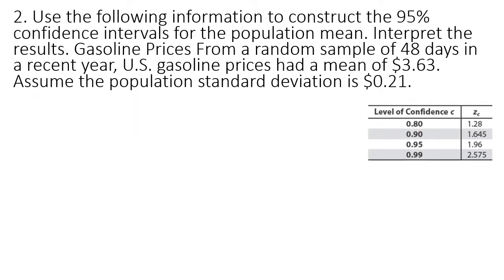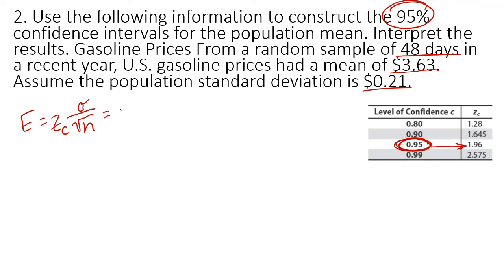Now we're going to do the same thing. The main difference is that now we want a 95% confidence interval. We still have a sample of 48 days with $3.63 as the average and 21 cents as the population standard deviation. So we're still going to be using that same formula that we had last time. The only difference is now that we're looking at a 95% confidence interval, that means our z becomes 1.96. The standard deviation is still 0.21 and our sample size is still 48.